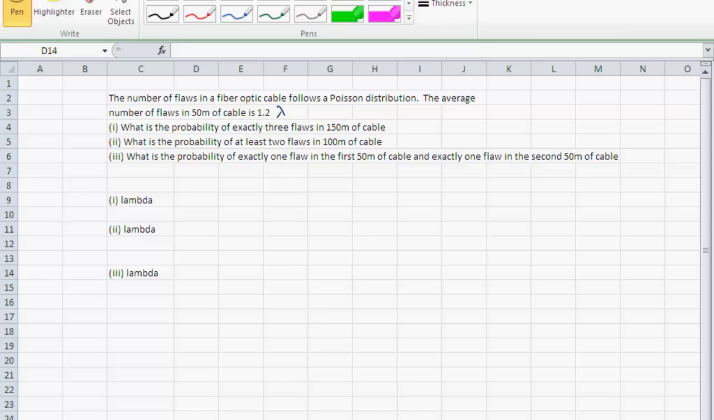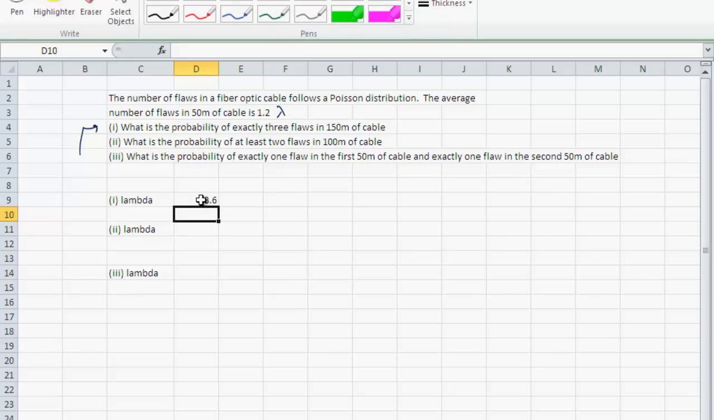Okay. So the first problem asks, what is the probability of exactly 3 flaws in 150 meters of cable? Do you see that the interval has changed? It is no longer 50 meters. It is now 150 meters. Therefore, I immediately have to change lambda. Lambda is the average number of flaws over the interval. Since the interval is now 150 meters, the average number of flaws would be 1.2 times 3.